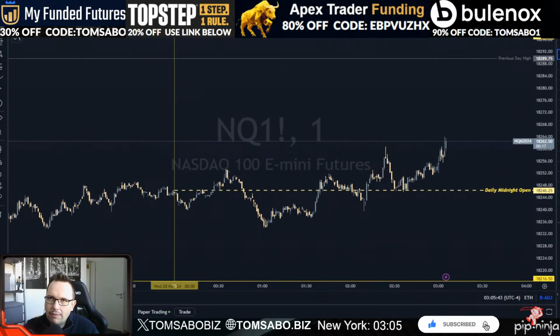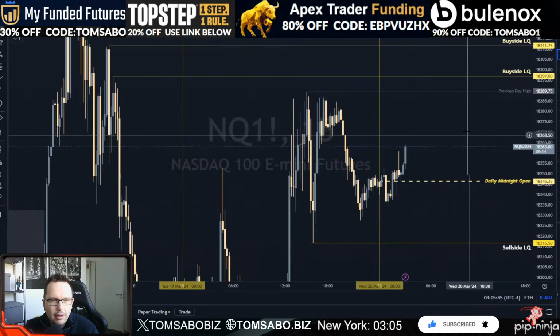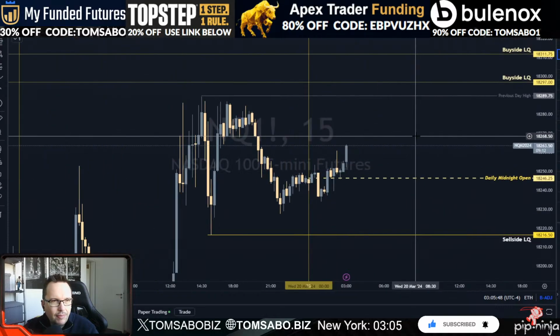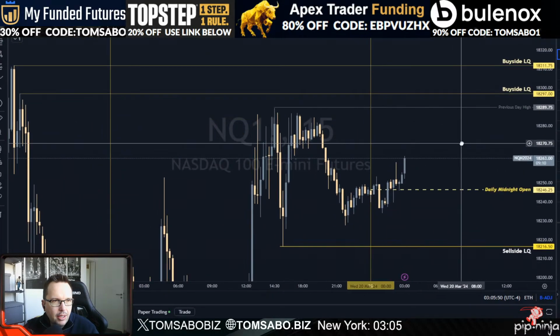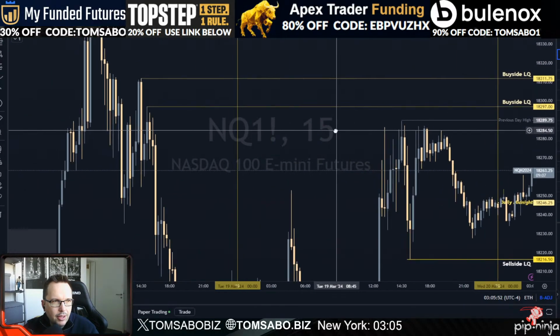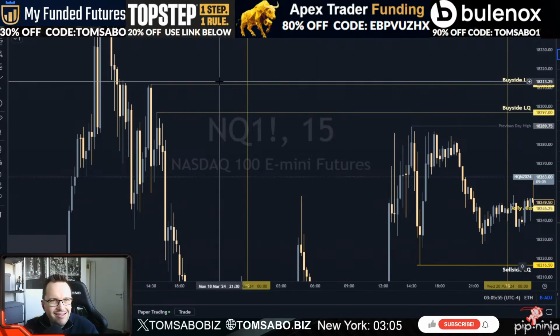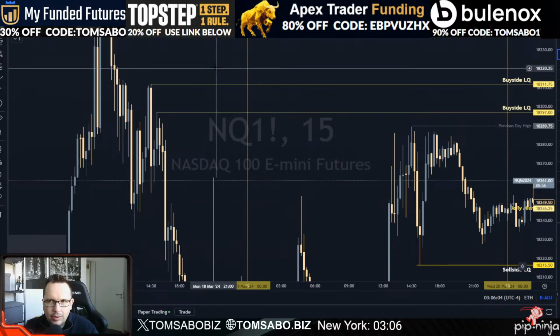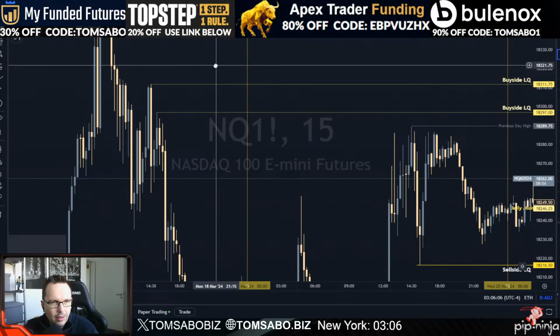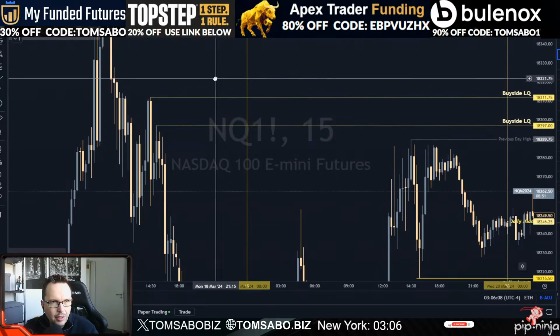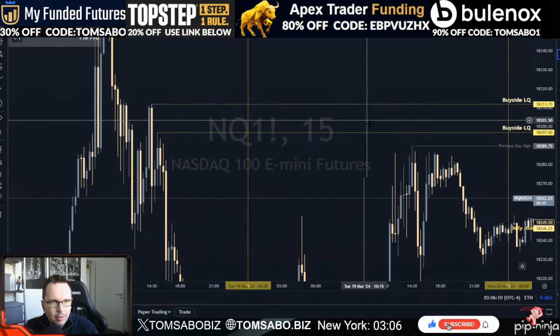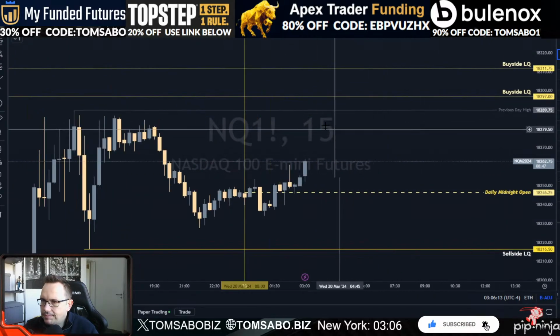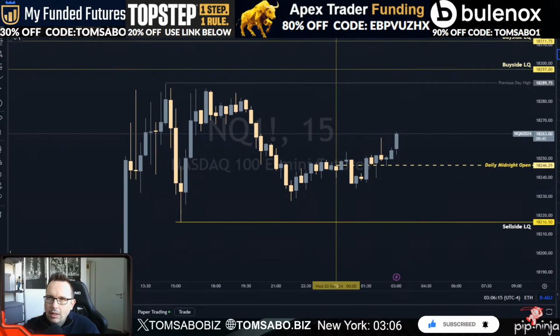So I'm still bullish. If I go to the 15-minute chart, this is the 15. I'm looking for these levels there. That's pretty much it. Some buy side there. Yeah, that's it.